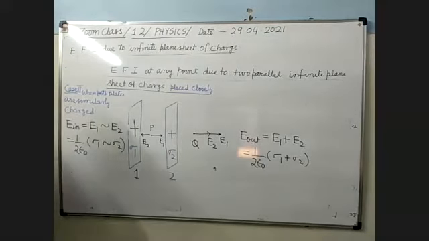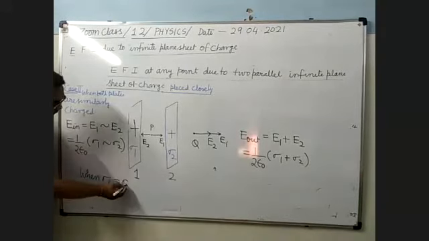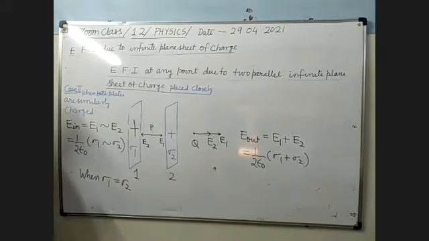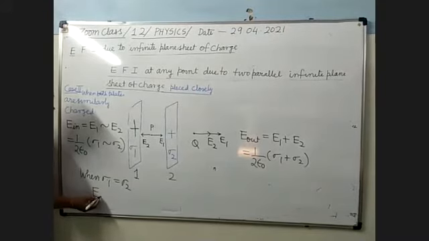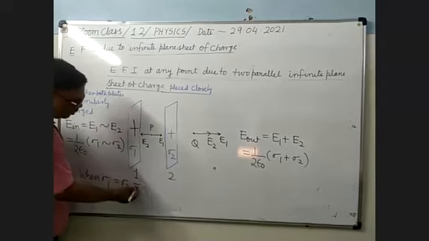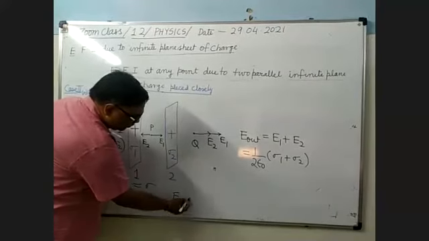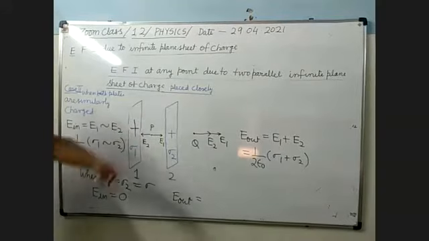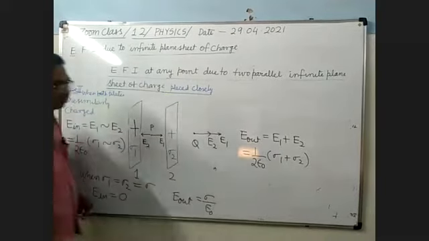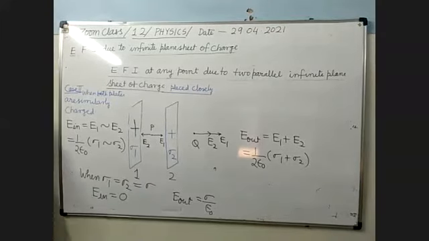Now, when sigma 1 equals sigma 2, then what will be E in? Who can tell? Simple, zero. It will become 0. And what will be E out? Both are equal, so they add, and therefore it will become sigma upon epsilon naught. So I think that it is clear to you.